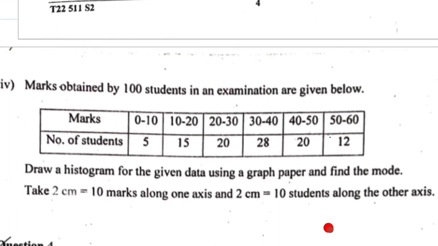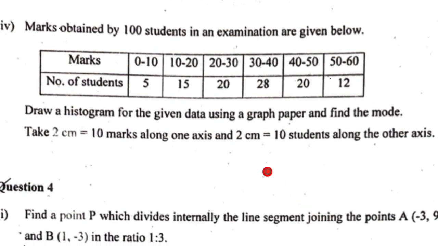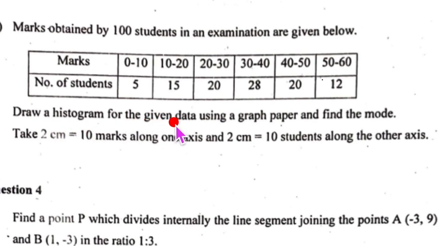Question 3, fourth part. Let's look at our question. Marks obtained by 100 students in an examination, and the class intervals are given for the marks and the number of students are given. Draw the histogram for the given data using a graph paper and find the mode. Take 2 cm equal to 10 marks along one axis and 2 cm equal to 10 students along the other axis. So let us see the graph, how we have drawn it.